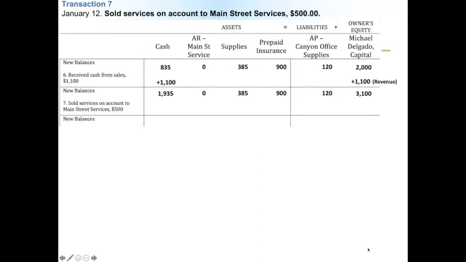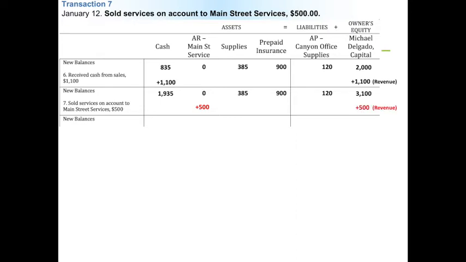On January 12th, it says sold services on account to Main Street Services, $5,000. Sold services means that this is our type of sales. We are a proprietorship and a service business, so we're going to go out and do stuff for other people. Our accounts receivable account, Main Street Service, will be increased by $5,000. Accounts receivable falls under the asset category. And accounts receivable, what they are, is accounts that we're going to receive money from at a later date. So the amount's going to go up there.